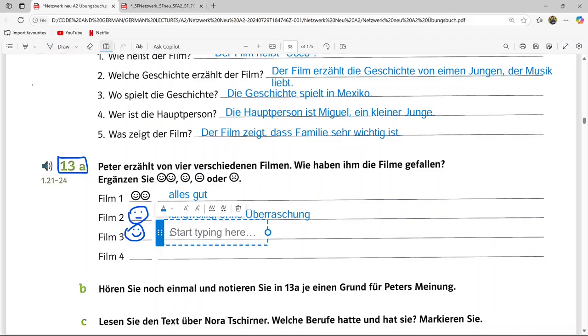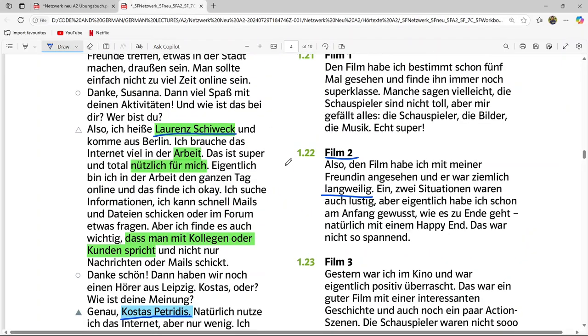So, good film. So, guter Film. Then also say that interesting story. So, interessante Geschichte. So, let us go to the transcript.